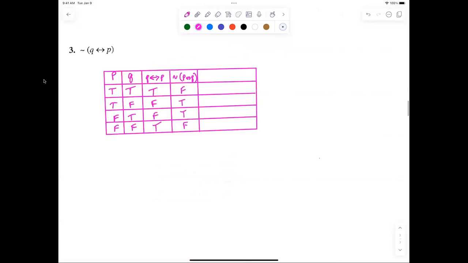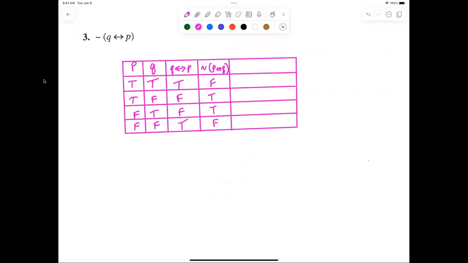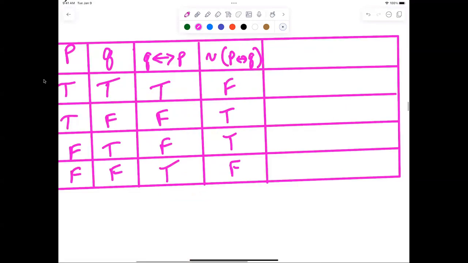Right here. Because it's not if and only if P and Q. So I'm looking at this column, I'm looking at this column, and doing the opposite. Right? All right. Again, good work, guys. Please don't waste time. Help each other out if you're not sure about something.